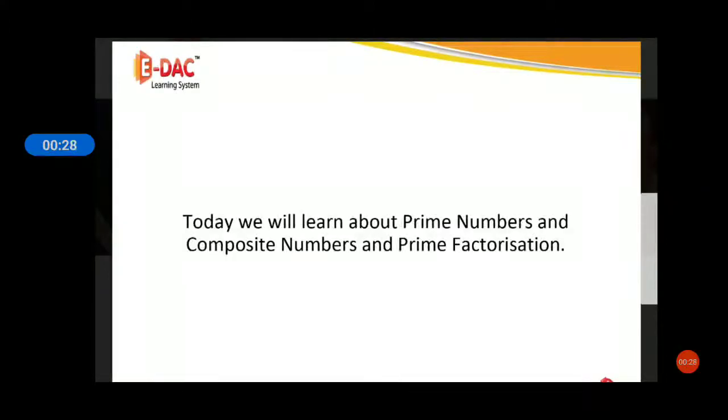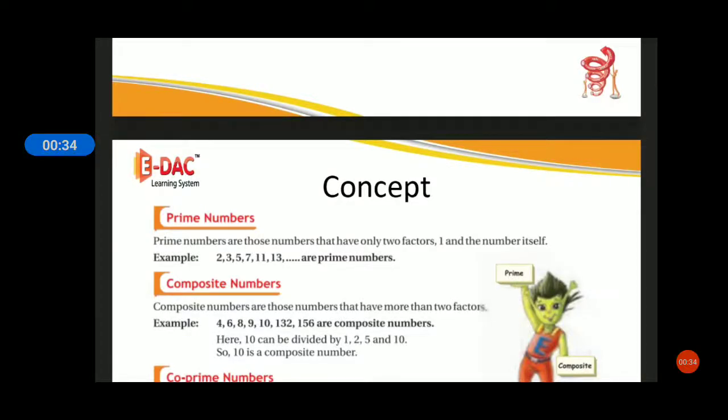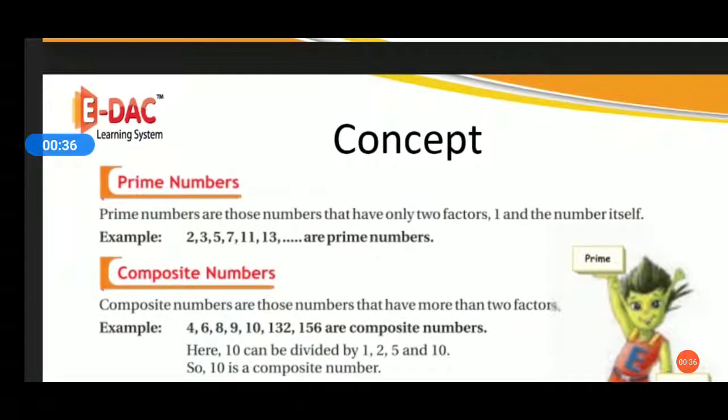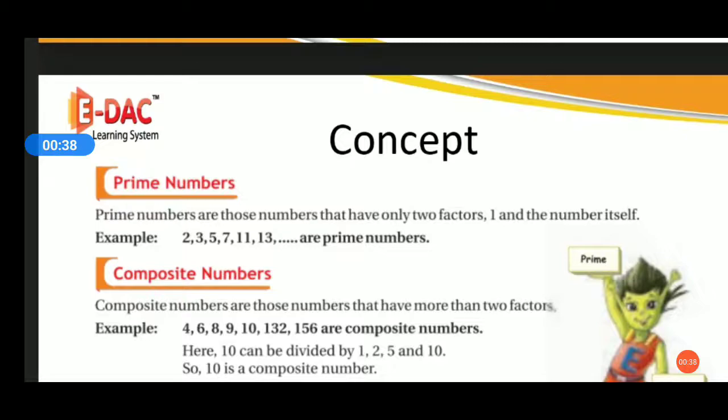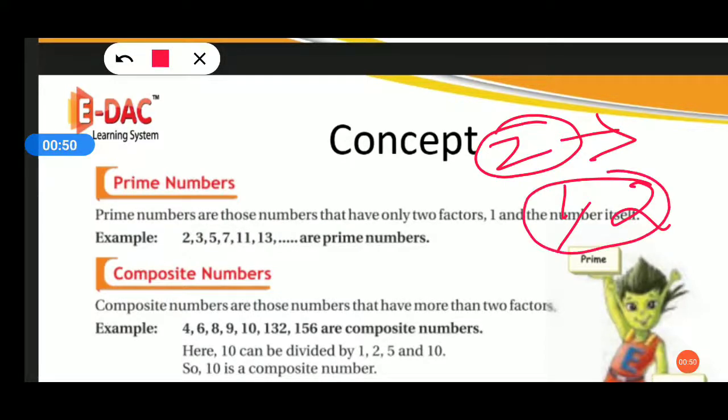Today we will learn about prime numbers, composite numbers and co-prime numbers. First we will see what is a prime number. Prime numbers are those numbers that have only two factors, that is 1 and the number itself. If we have 2 as a number, what are the factors of this? In which tables will 2 go? 1 table and 2 table. So this is nothing but a prime number.